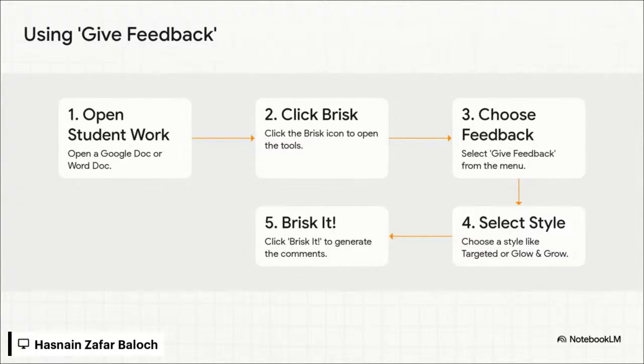You open a student's doc, click Brisk, choose Give Feedback, and then you can pick the exact style you need. Maybe it's targeted feedback on one specific skill, or maybe a glow and grow format, or you can even have it check against your rubric. Brisk writes up the comments, and all you have to do is review and post them.